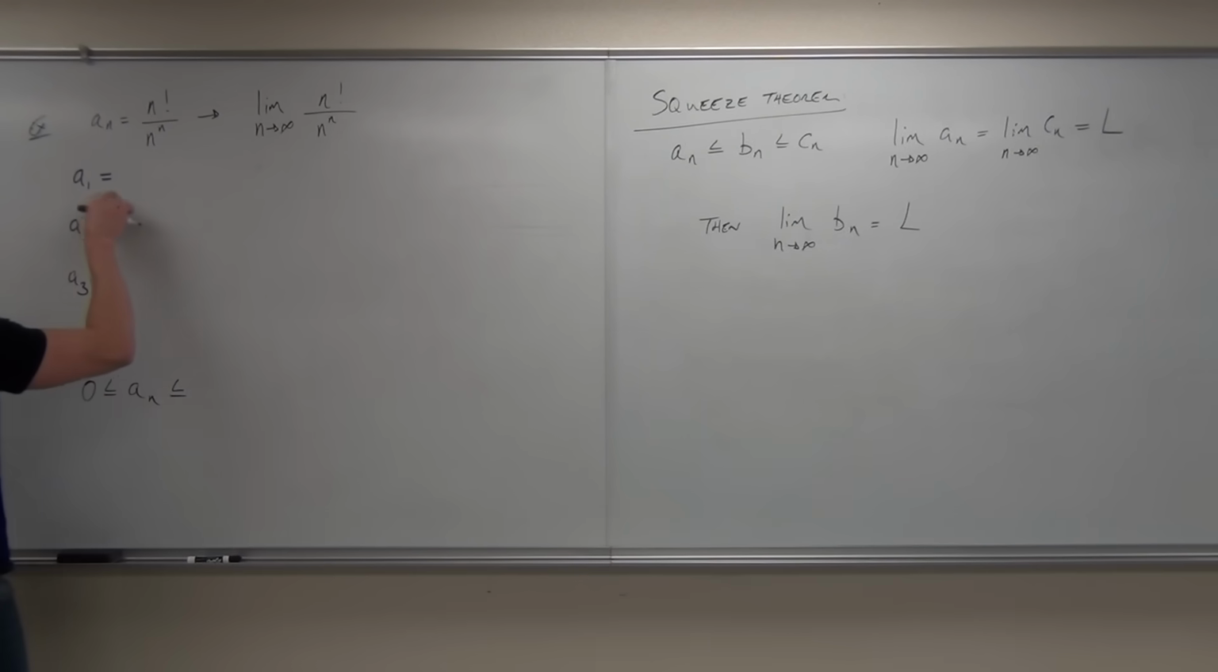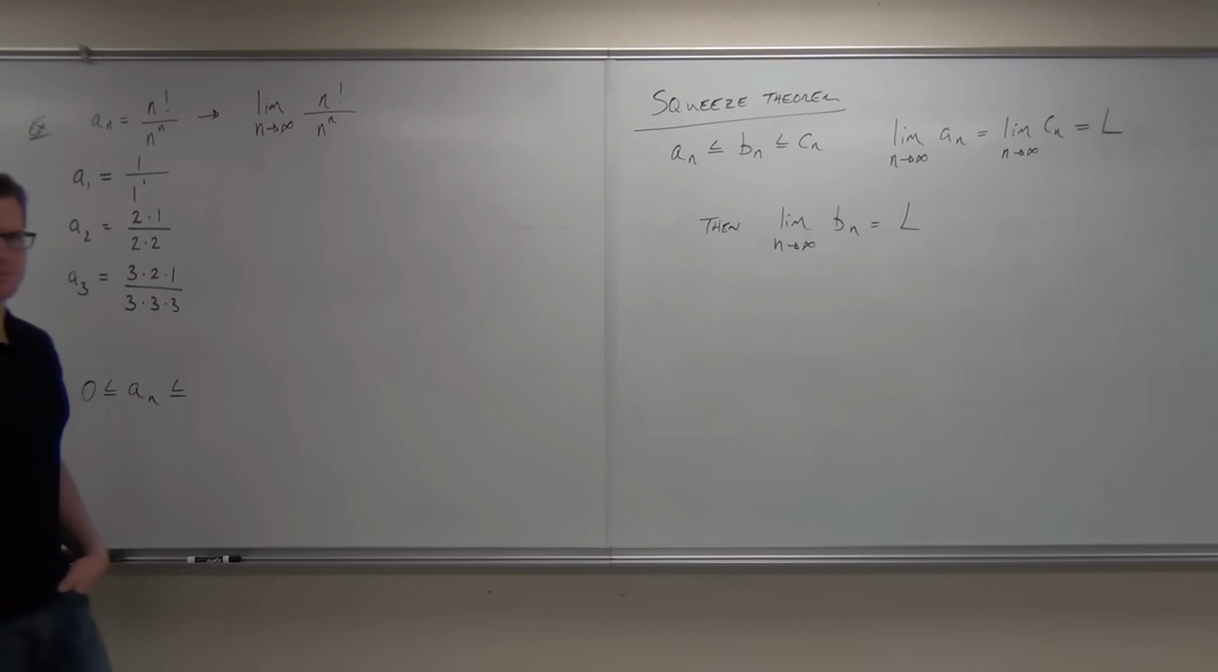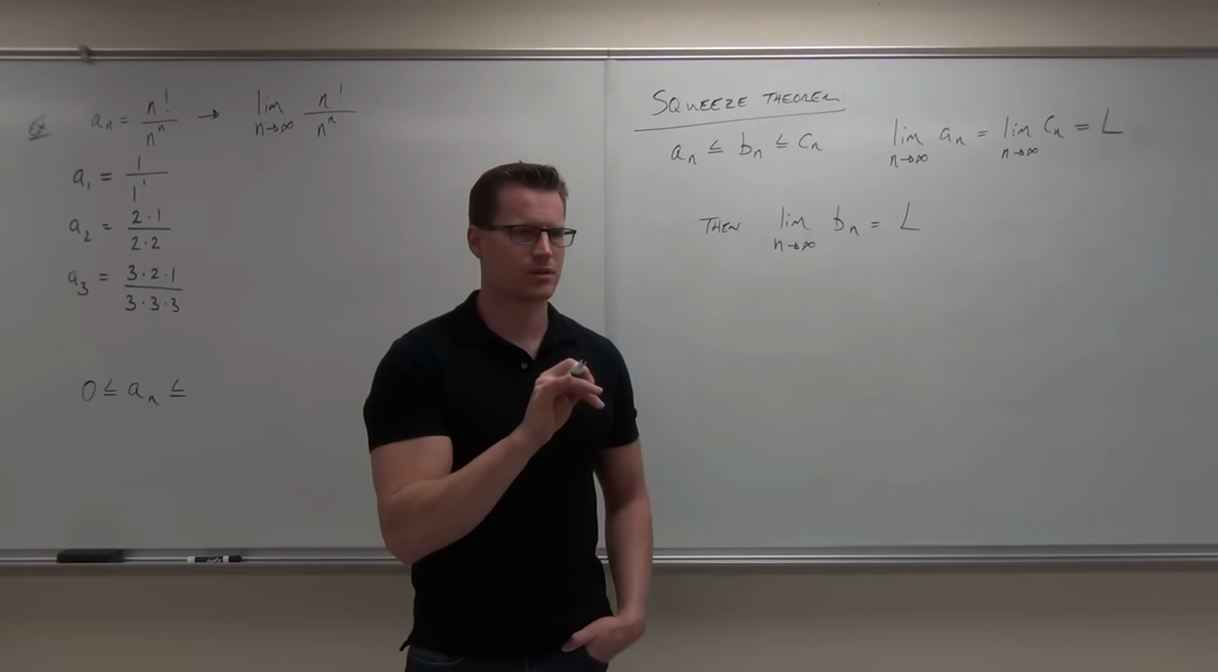So, for instance, a sub 1 gives me 1 over 1 to the 1. Does that make sense? Yes. I know that equals 1, but I'm going to leave it right here. This a sub 2 gives me 2 times 1 over 2 times 2, 2 to the second power. Does that make sense to you? A sub 3 gives me 3 times 2 times 1. Do you guys know what factorial means? 3 times 2 times 1 over 3 to the third, right? That would be 3 times 3 times 3. Does that make sense to you? Yes, no? Yes. Okay.